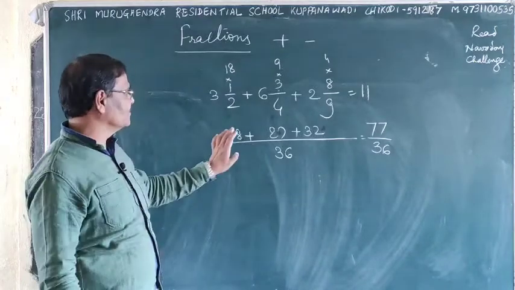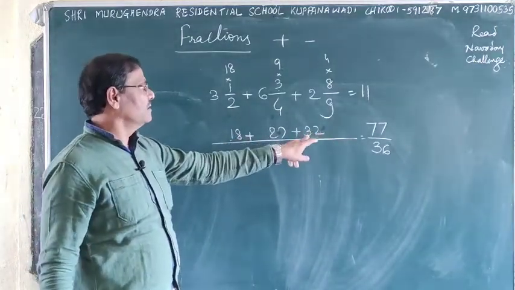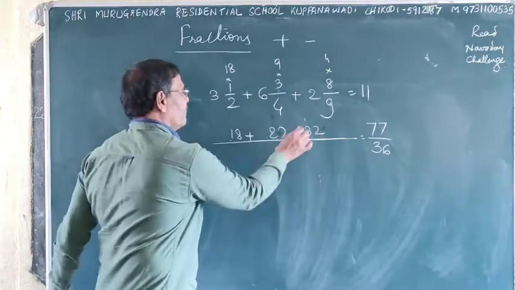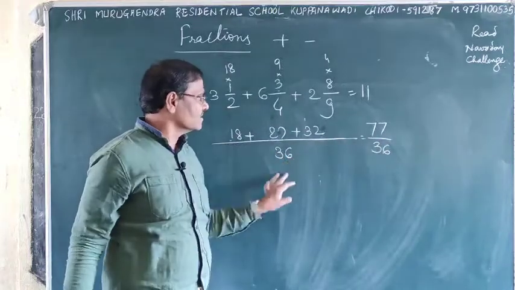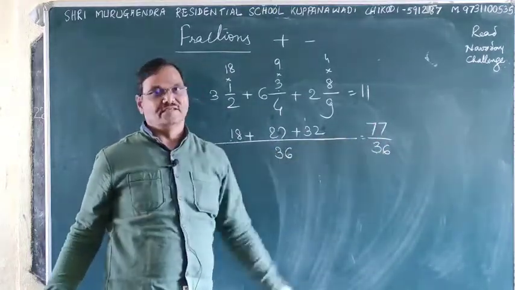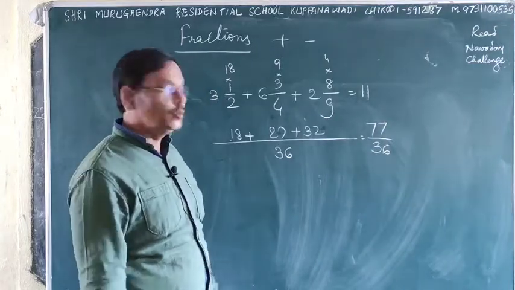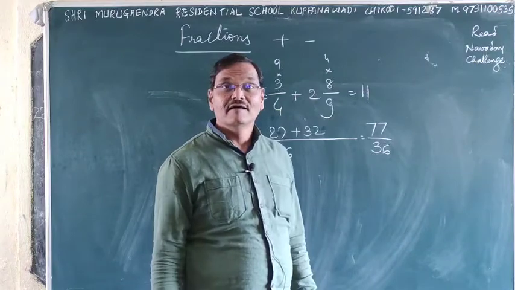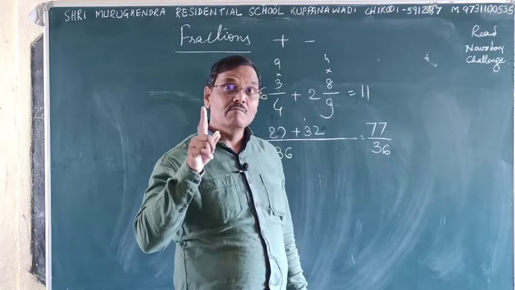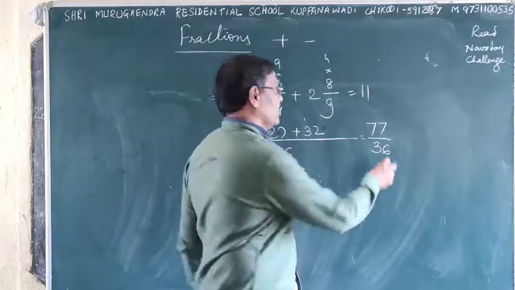Got it? So 8 plus 15 plus 2, 17. This is 4, 1 came, 4 plus 2 is 6, 6 plus 1, 7. 77 by 36, 77 over 36. So here what you have to do is, you have to make it improper, sorry, it is already improper, a mixed fraction you have to make.